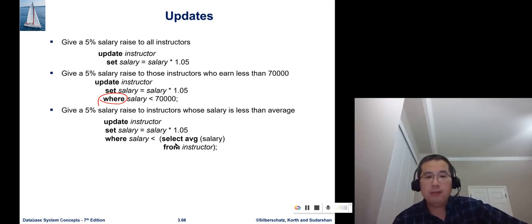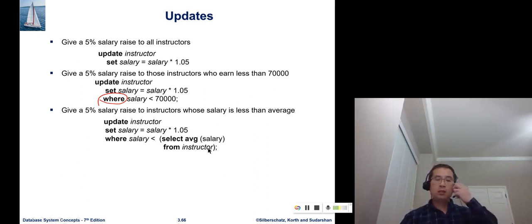Select average salary from instructor. So that means we find the average, but we calculate this one first, and then we use this one as a constant. Check each one by one. Okay, we will not do it like that, where we just calculate the average multiple times.